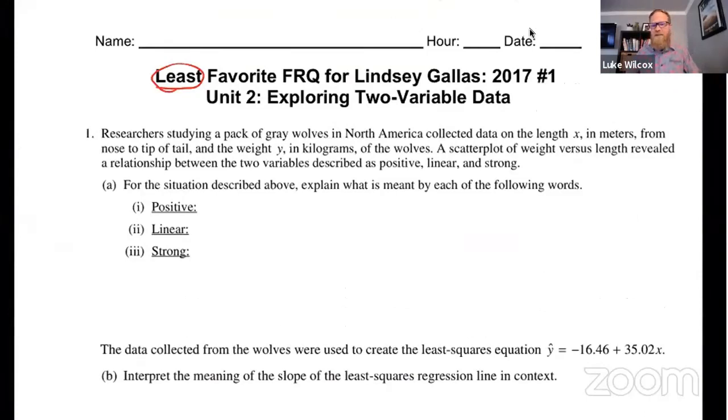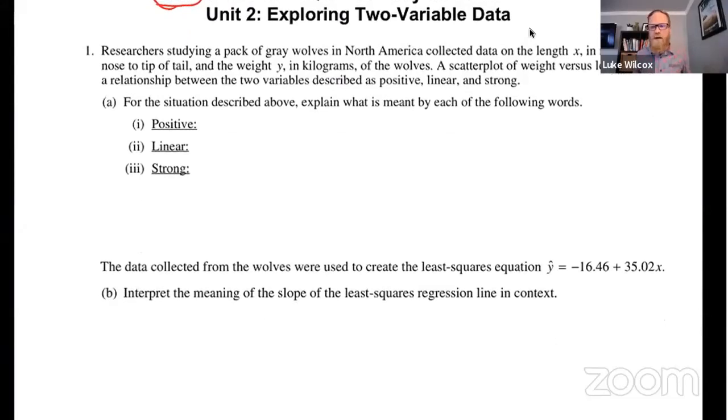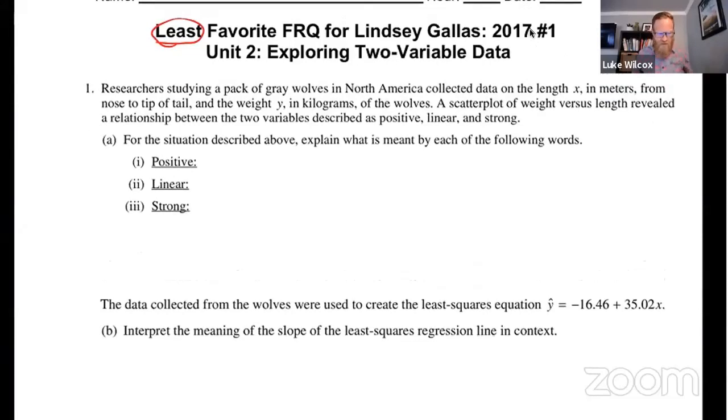This is 2017 number 1, known as the wolves problem. So let's go ahead and come up with our model solution first, and then I will take you through the rubric for grading it. So here's what it says.